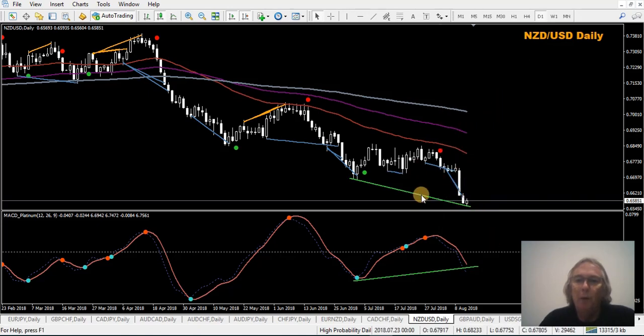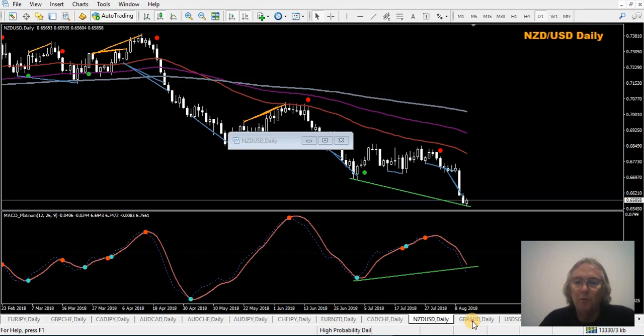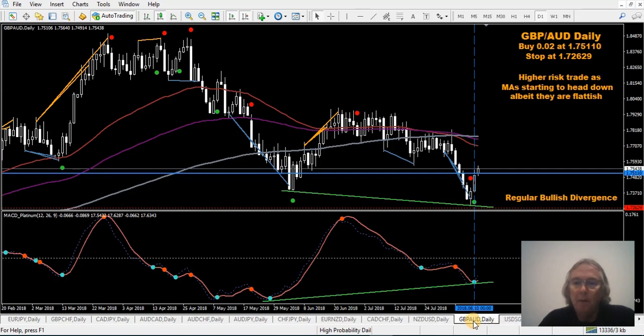Pound Aussie, took a buy on that this morning. Got a few pips in profit, which is good. Stop in place. You can see my notes. You can see my regular bullish divergence. So we took a buy there. Bit of a higher risk trade.